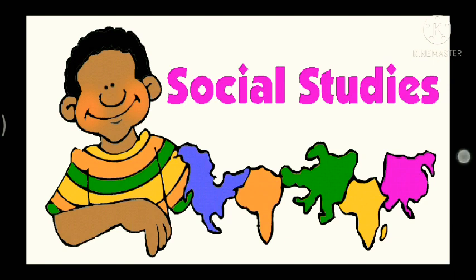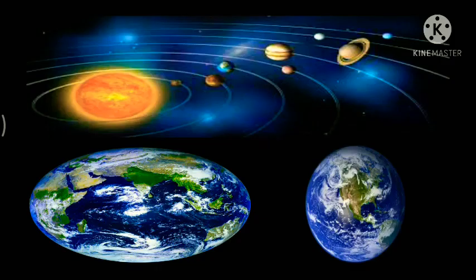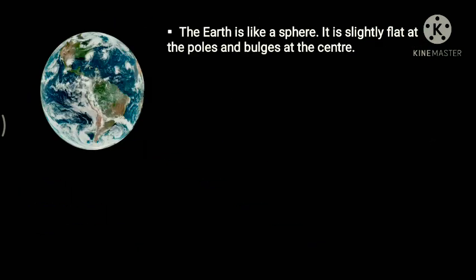So today we start a new chapter, that is the globe model of the earth. Alright, so let's begin. Now children, our earth is a planet of the solar system. Now what's a planet? A planet is a large object that moves around the sun in a fixed orbit. The earth is like a sphere. It's slightly flat at the poles and it bulges out at the center.